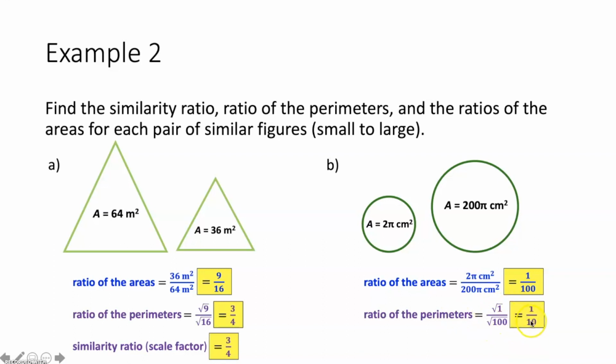So the ratio of the perimeters is 1 over 10, meaning if I were to find the perimeter, or circumference in this case, of our smaller circle, and put it over the perimeter or circumference of the larger circle, and simplify that down, it would give me 1 over 10.